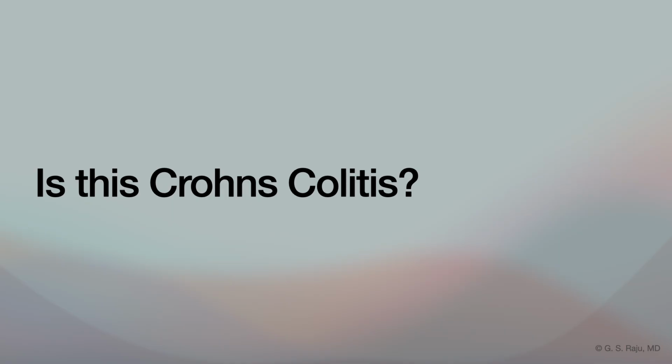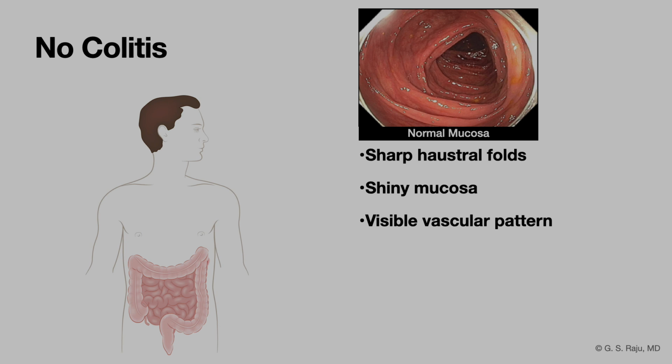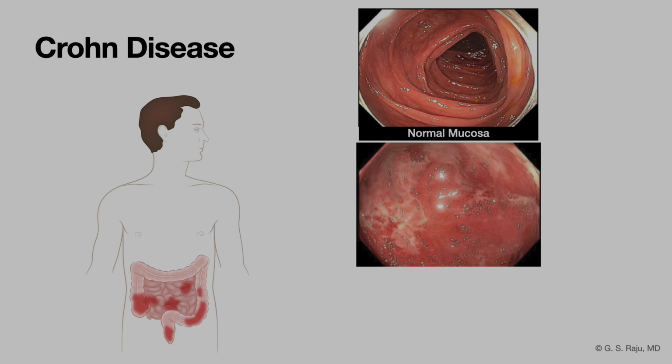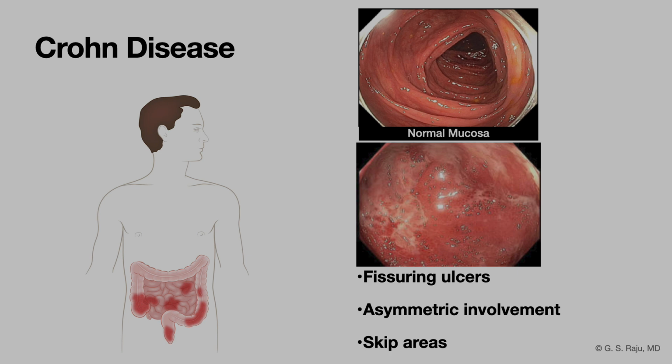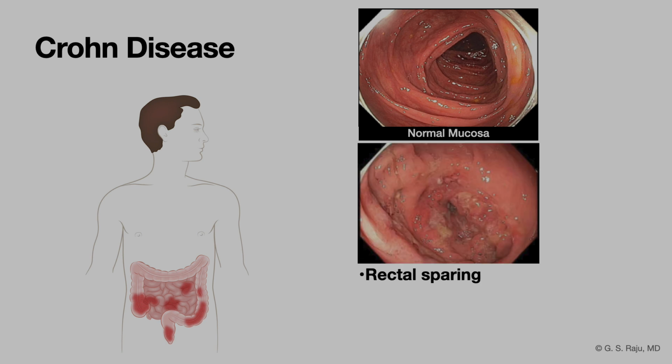How about Crohn's colitis? We learned what a normal colon is. In Crohn's colitis, you will have fissuring ulcers, deep ulcers, asymmetric involvement, and skip areas. And Crohn's may have colitis with rectal sparing, and it's not uncommon to have strictures and fistulas.